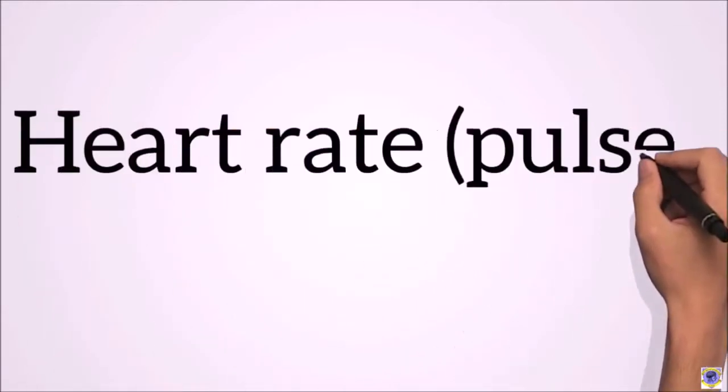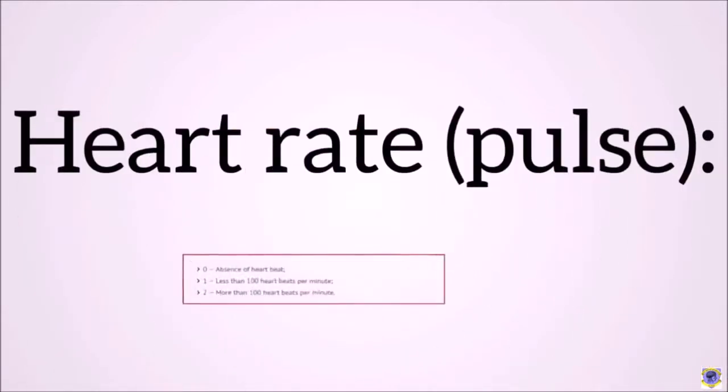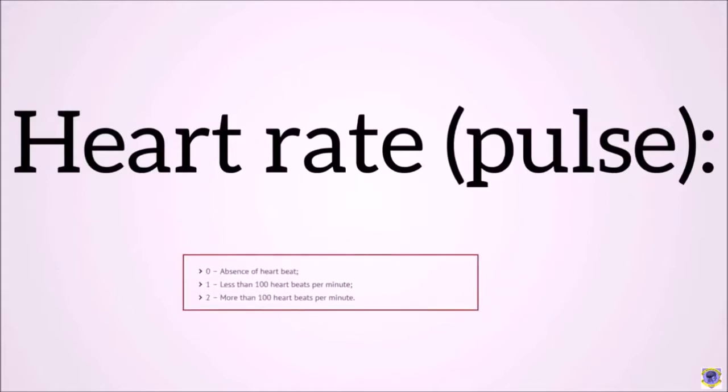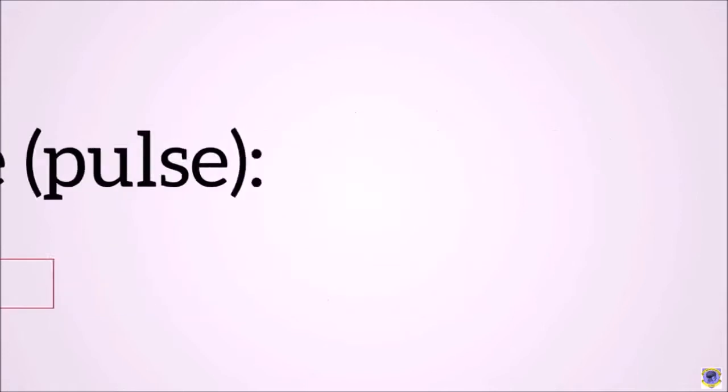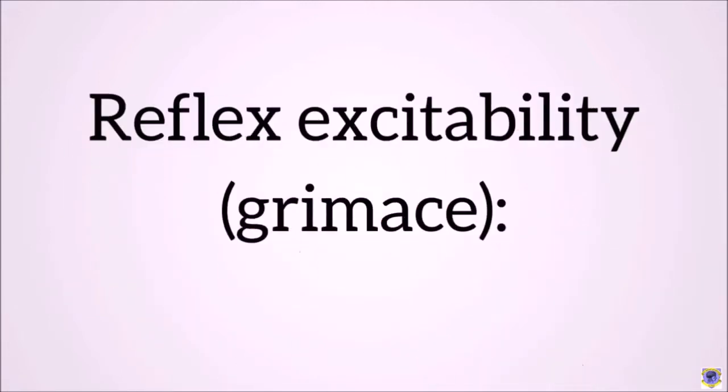Heart rate, pulse. It is estimated from the number of heartbeats. 0 means absence of heartbeat, 1 means less than 100 heartbeats per minute, and 2 is more than 100 heartbeats per minute. Reflex excitability, grimace. This is the response of the newborn to external stimuli, estimated by the response that appears when a probe is placed into the nasal cavity to clear the airways. 0 means does not react, 1 means makes a grimace, and 2 is screams, coughs, or sneezes.